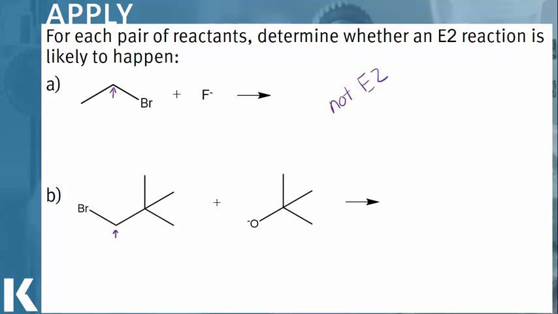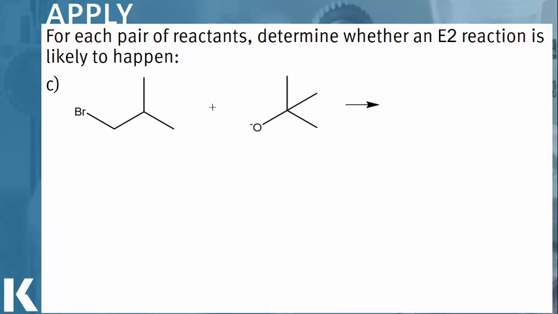Well, remember that in E2 reactions, we remove a hydrogen from the carbon adjacent to our electrophilic carbon. But this carbon doesn't have any hydrogens. It has 3 methyl groups. So whether or not we have a strong, bulky base is irrelevant. This cannot go through an E2 mechanism because there is no hydrogen to move, and so we couldn't form a double bond through an E2 mechanism.